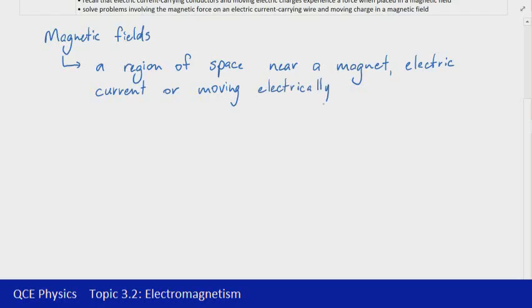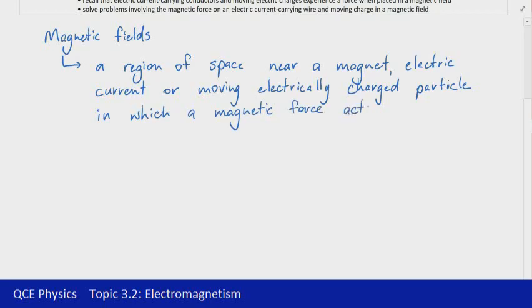In this video we'll start out just with the magnets, but then we'll get on to the other two in subsequent videos. So that's the first thing about this definition. And the second thing is that there's going to be some result of this region around one of those three objects. And so it's the region in which a magnetic force acts, and it's going to act on any other magnet.